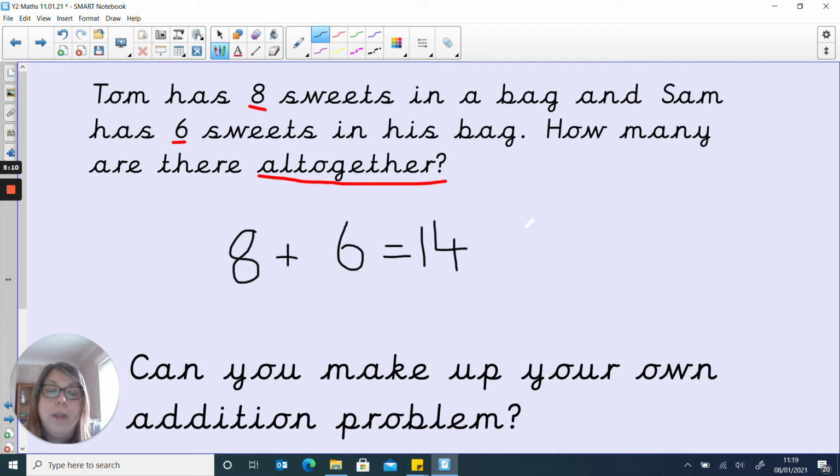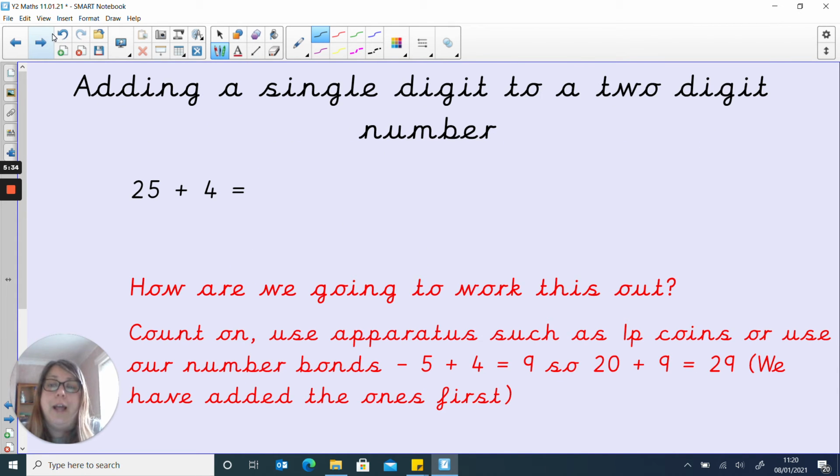But when you have a go at making up your own addition problem, using something like this, somebody has so many of something, it could be sweets, biscuits, toys, whatever you want to choose, and another person has got so many of them. How many are all together? And add that up. So you'd have a go at writing your own problem, please, and at the end, send it on to me.